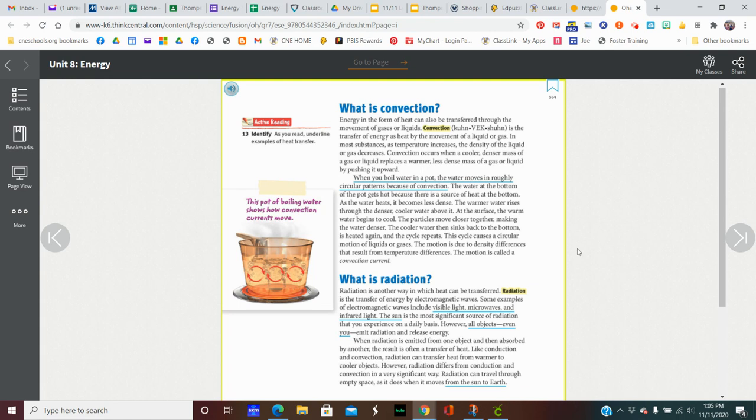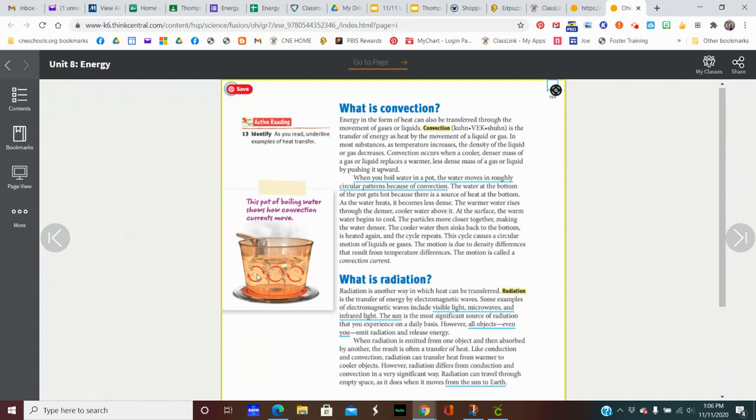The water at the bottom of the pot gets hot because there is a source of heat at the bottom. As the water heats, it becomes less dense. The warmer water rises through the dense, cooler water above it. At the surface, the warm water begins to cool. The particles move closer together, making the water denser. The cooler water then sinks back to the bottom and is heated again, and the cycle repeats. This cycle causes a circular motion of liquid or gases. The motion is due to density differences that result from temperature differences. The motion is called convection current.